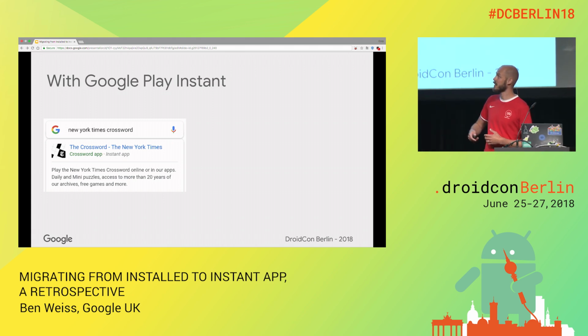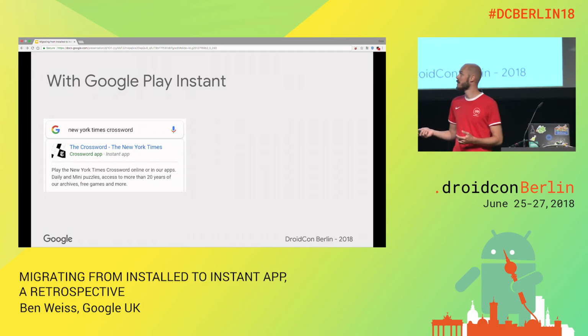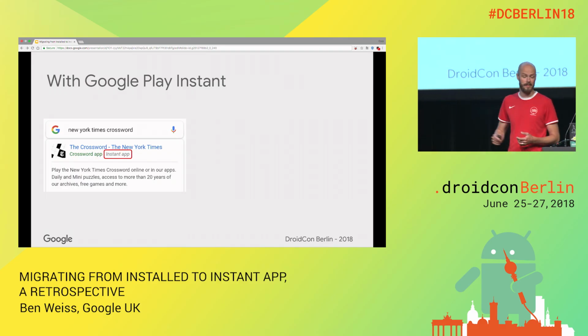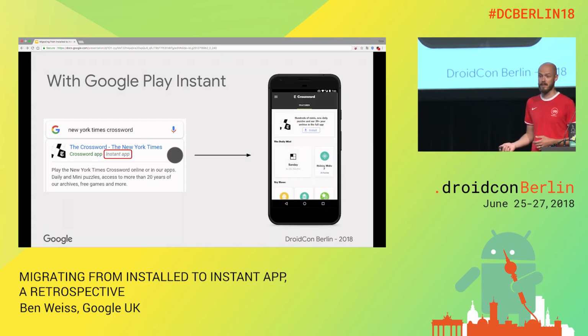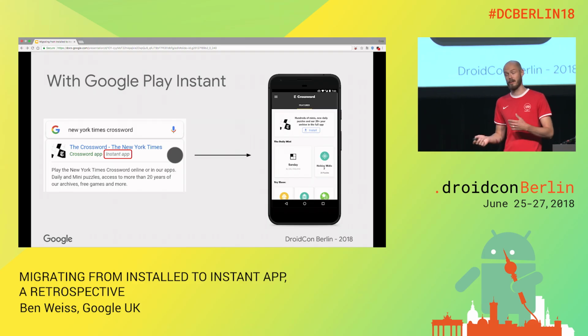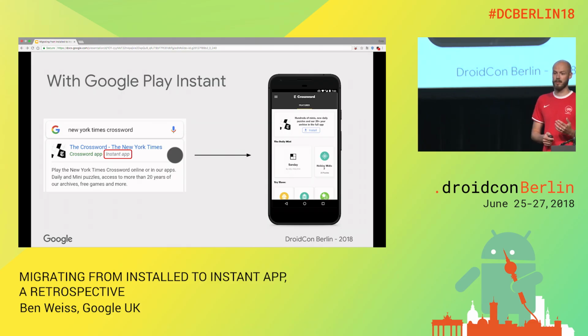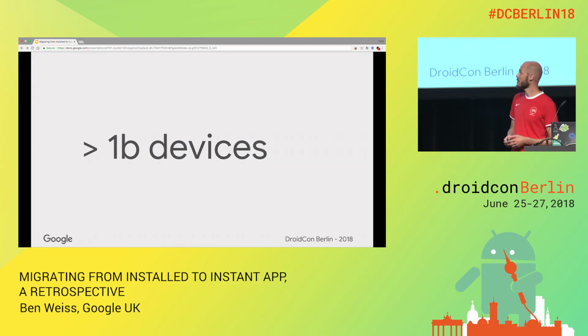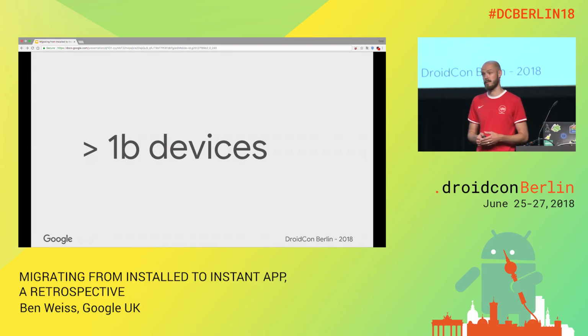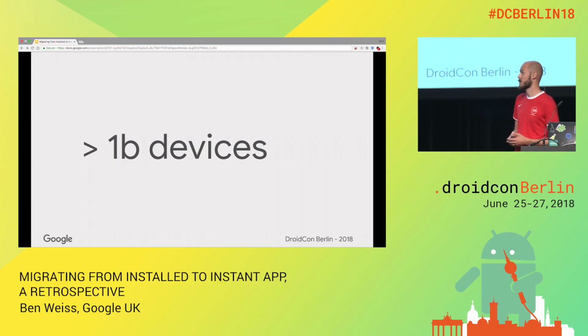So basically, I searched for the New York Times crossword, and down here you can see on the search result that it says it has an instant app. When I tap on that search result, the app opens immediately. I don't have to install it. It has to be downloaded, but I don't have to go through the Play Store and actively decide I want to download and install this app. It can launch immediately, and you can go to today's crossword puzzle straight away from that search result. It could be any link, actually. It's available to more than 1 billion devices, and obviously we're expanding that more and more. It's getting more devices as we speak.